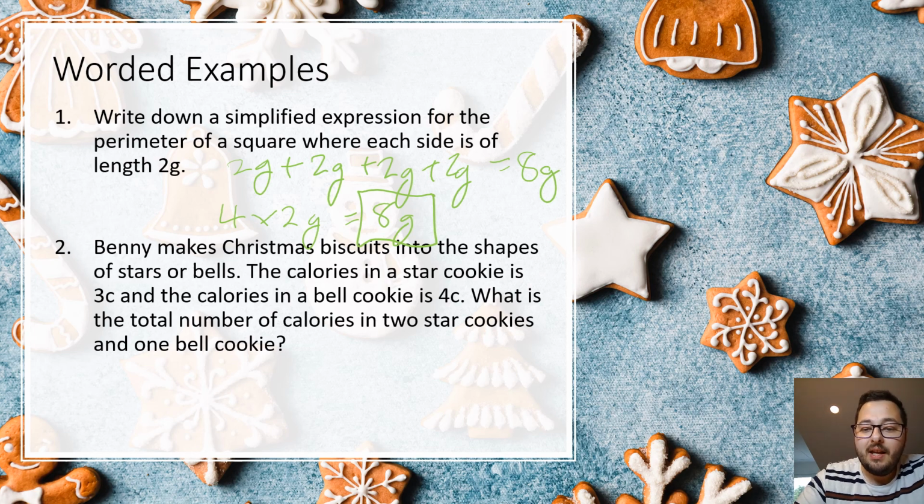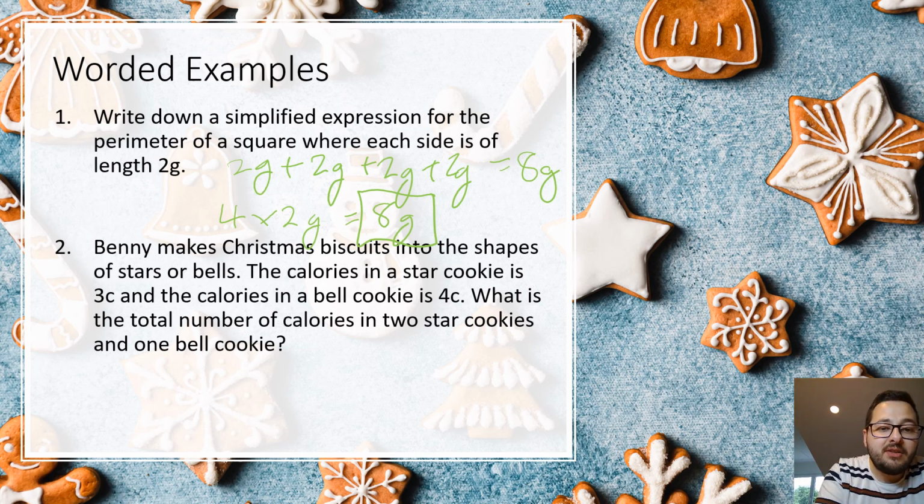Okay. Question 2. Benny makes Christmas biscuits into the shapes of stars or bells. Very exciting. The calories in a star cookie is 3c and the calories in a bell cookie is 4c. What is the total number of calories in 2 star cookies and 1 bell cookie?